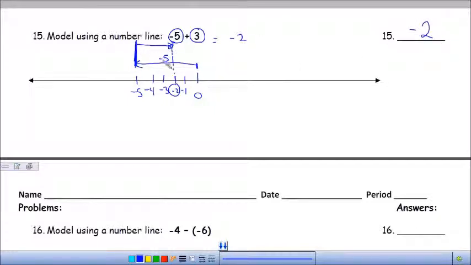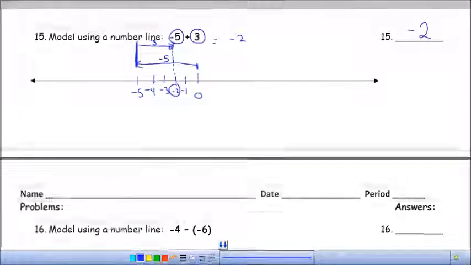But this is the model. Don't forget to put the -5 on top of the first arrow and then the +3 on top of the second arrow. And you must tell me where the number line is and show me everything that I have shown for you right here.